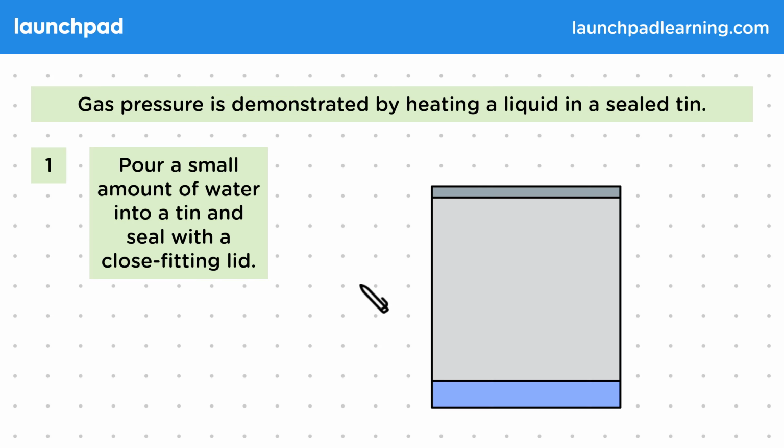So the container should be made of metal or another strong material, and we have a small amount of water at the bottom and then a sealed lid at the top.